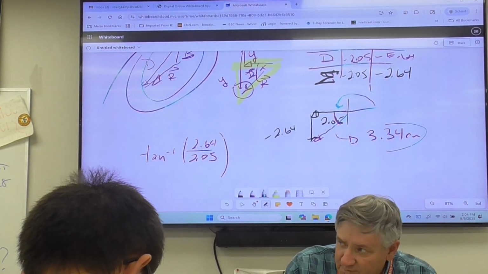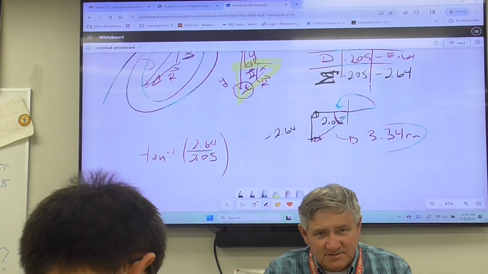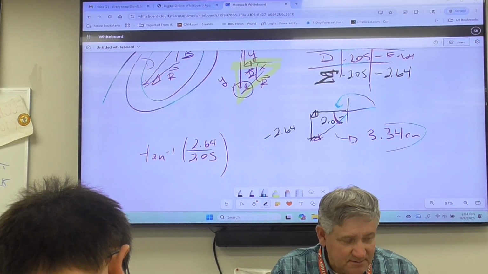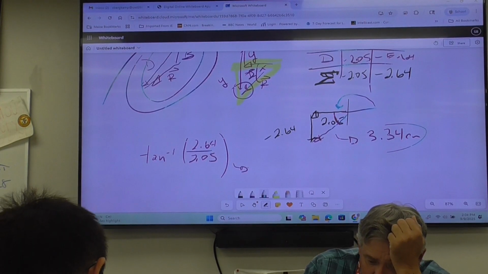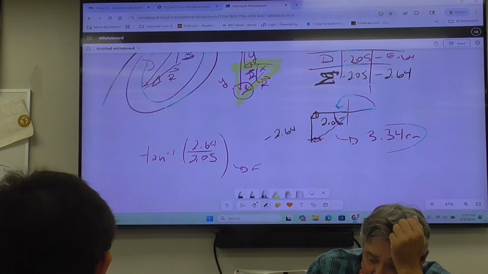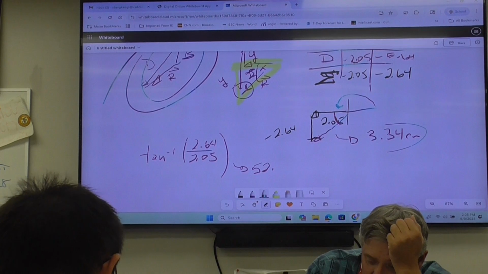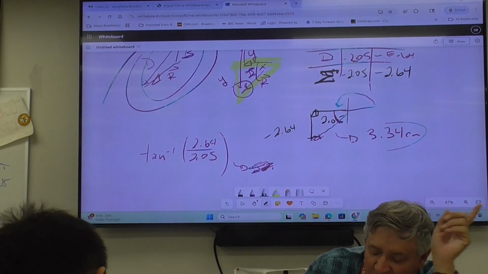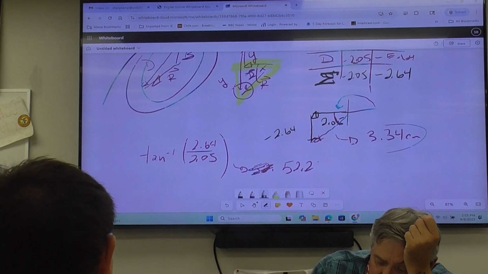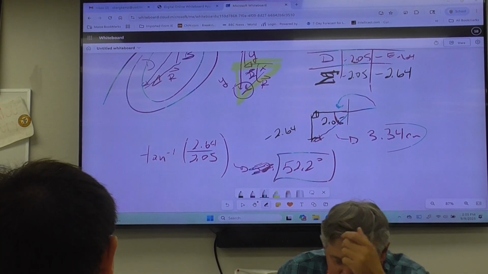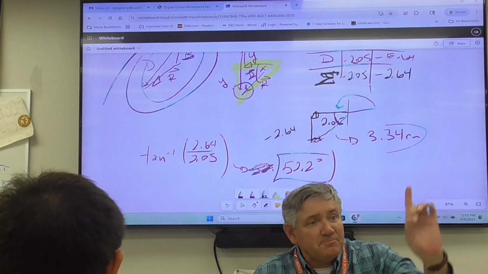So if you do this, what does your calculator say the answer is? What'd you get? 52.1? 52.7? Hold on, I've written two different. What do you get? 52.17. So 52.2. Three significant digits. But here's the problem.